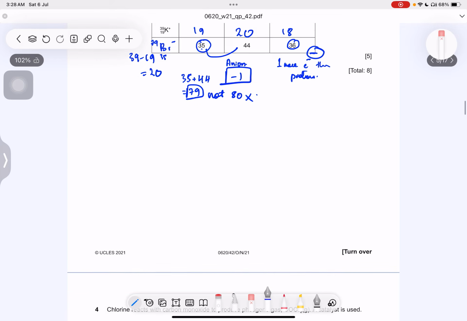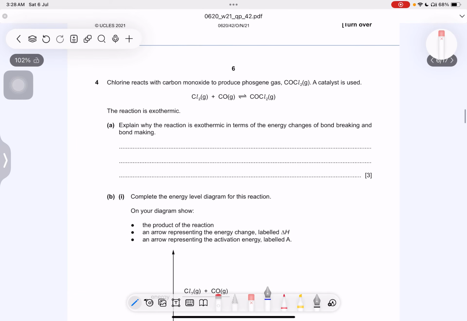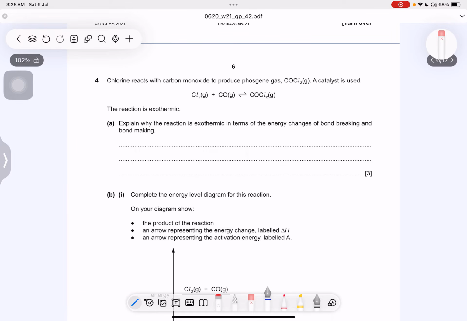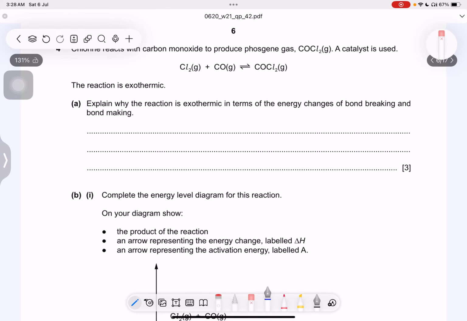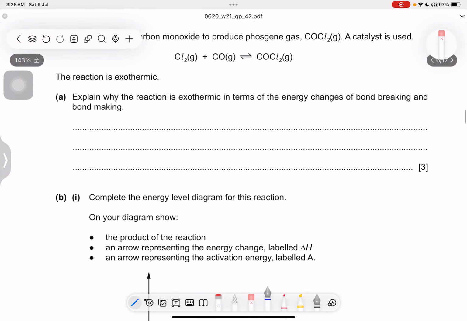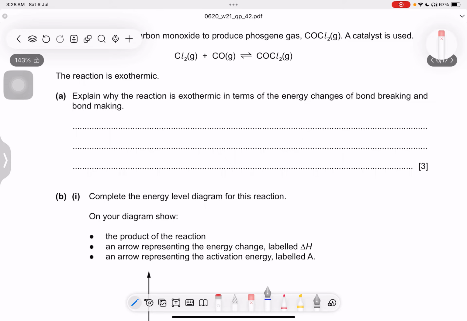Next. Chlorine reacts with carbon monoxide to produce phosgene gas, COCl2. A catalyst is used. The reaction is exothermic. Explain why the reaction is exothermic in terms of the energy changes of bond breaking and bond making. Okay, so energy changes of bond breaking. Bond breaking requires energy, and energy is absorbed for bond breaking, and in bond making, energy is released.